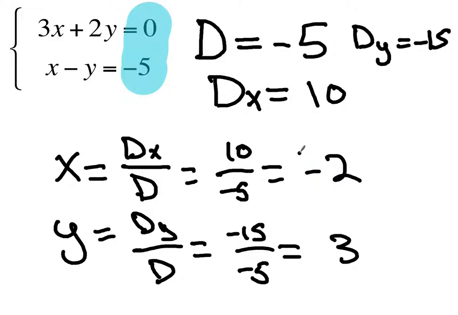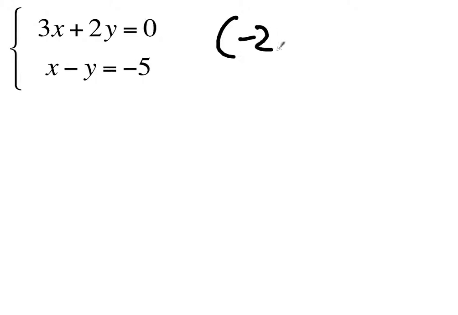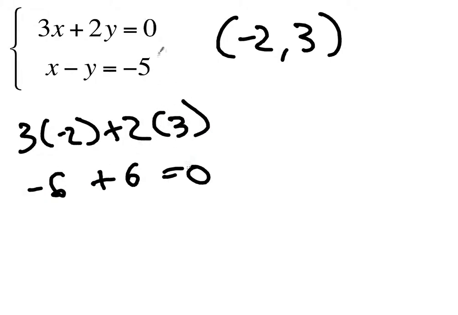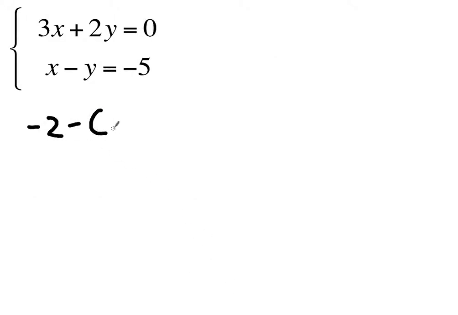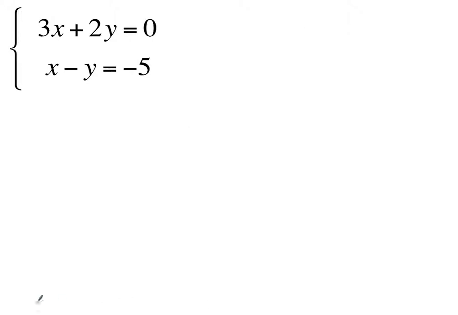Those are the solutions to our system of equations. Now let's see if it works. Negative 2, 3. 3 times negative 2 plus 2 times 3 is negative 6 plus 6, which does equal 0. It works in the first one. Let's see if negative 2 minus 3 equals negative 5. It does. So negative 2, 3 is the solution to our equation, and that's Cramer's rule.